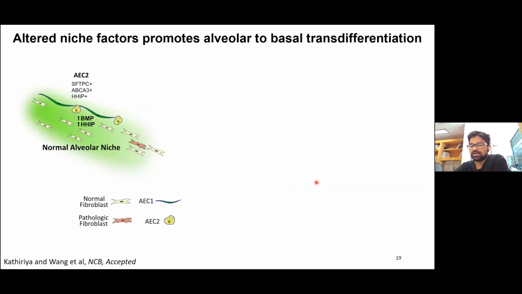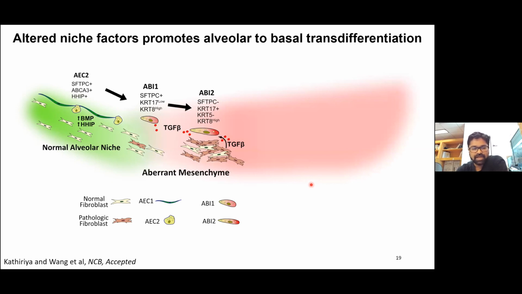In summary, what we saw is that type 2 cells in a normal region and normal alveolar niche, by no small part due to BMP signaling perhaps, are maintained as type 2 cells. But as aberrant mesenchyme, and I'm sure many other signaling events in an IPF lung occur, maybe TGF-beta and then many other signaling pathways, cause these type 2 cells to lose their identity in this progressive pattern, and then acquire the basal identity through ABI1s and ABI2s.